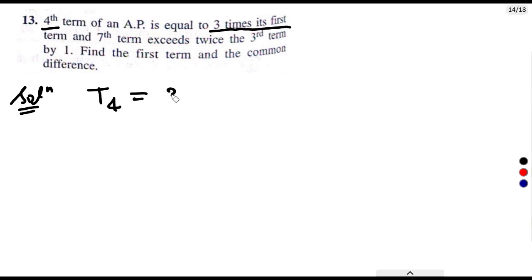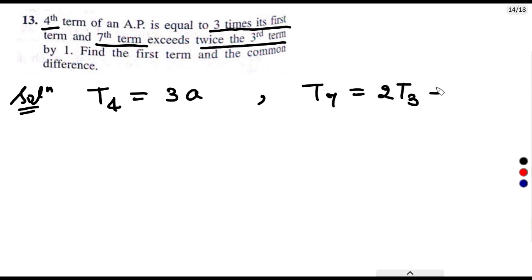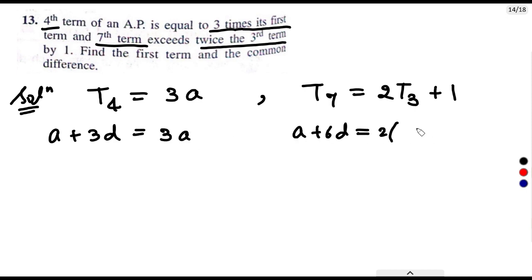Question number 13th. Fourth term of an AP is equal to 3 times of its first term. If A is the first term, then it is equal to 3A. And seventh term exceeds twice the third term by 1. Third term का twice और exceed हो रहा है once. Fourth term will be A plus 3D, and seventh will be A plus 6D, third will be A plus 2D.